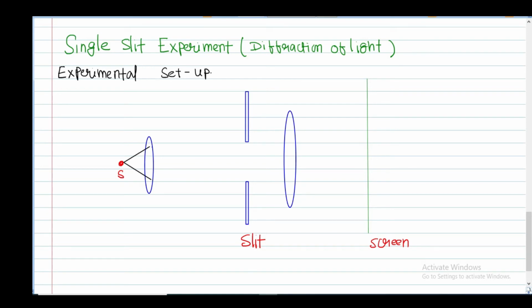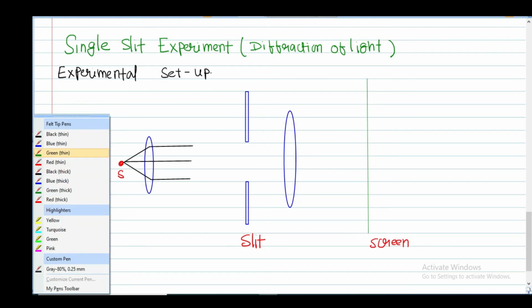So these light rays will become parallel like this. You can see it here. They will become parallel, and you will get the plane wavefront at any instant of time. So basically the plane wavefront will be incident on this slit like this. You can draw. This is your plane wavefront.